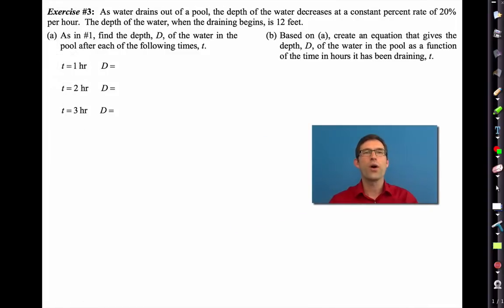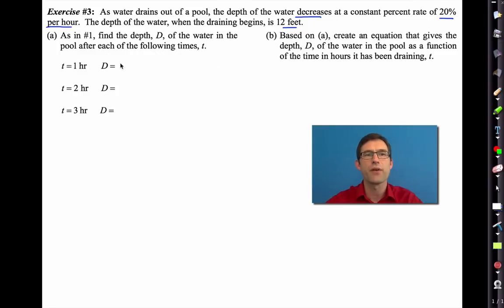All right, as water drains out of a pool, the depth of the water decreases. Decreases, very important. The depth of the water decreases at a constant percent rate of 20% per hour. The depth of the water when the draining begins is 12 feet. As in number 1, find the depth of the water in the pool after each of the following times.